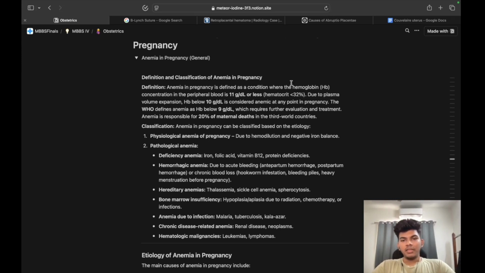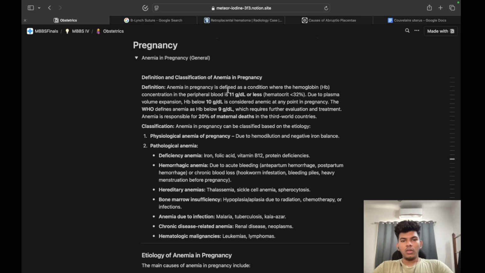It is defined as a condition where the hemoglobin concentration in the peripheral blood is 11 gram per deciliter or less, wherein hematocrit is less than 32%. Due to plasma volume expansion, hemoglobin below 10 gram per deciliter is considered anemic at any point in pregnancy. It is better to include both of these. The World Health Organization defines anemia as hemoglobin below 9, which requires further investigation, evaluation and treatment. Anemia is responsible for 20% of maternal deaths in third world countries. So it is better to include all of these.